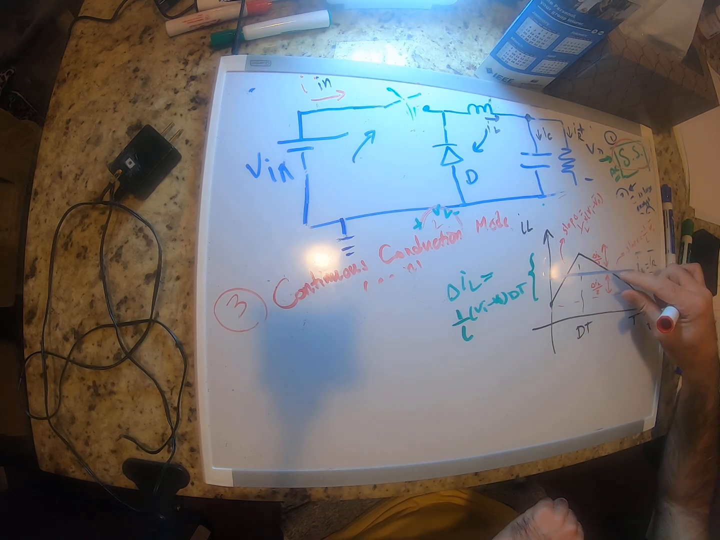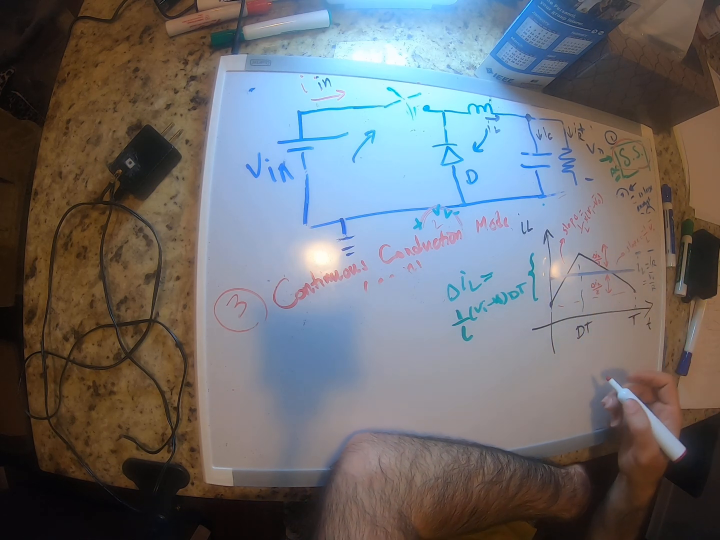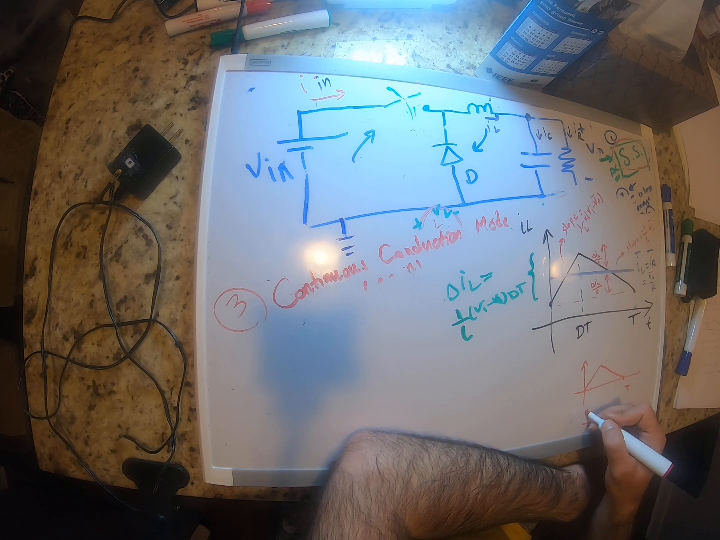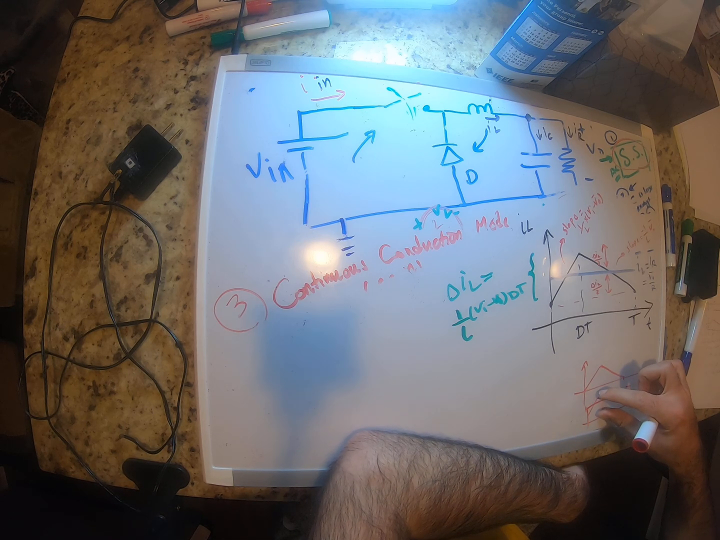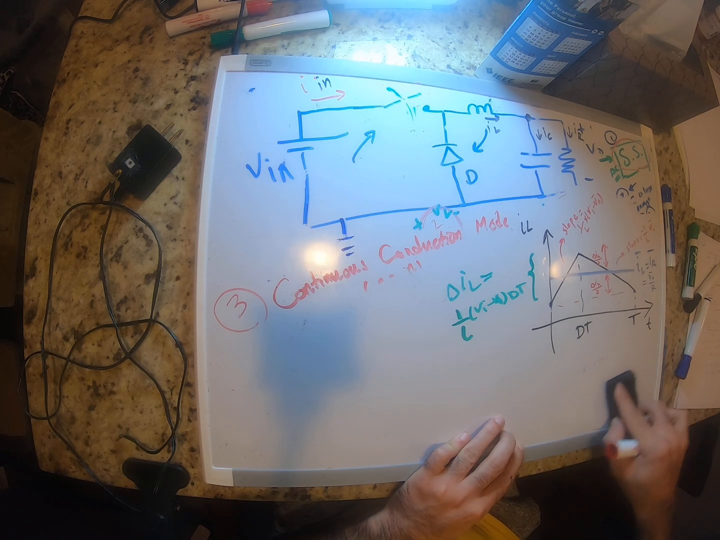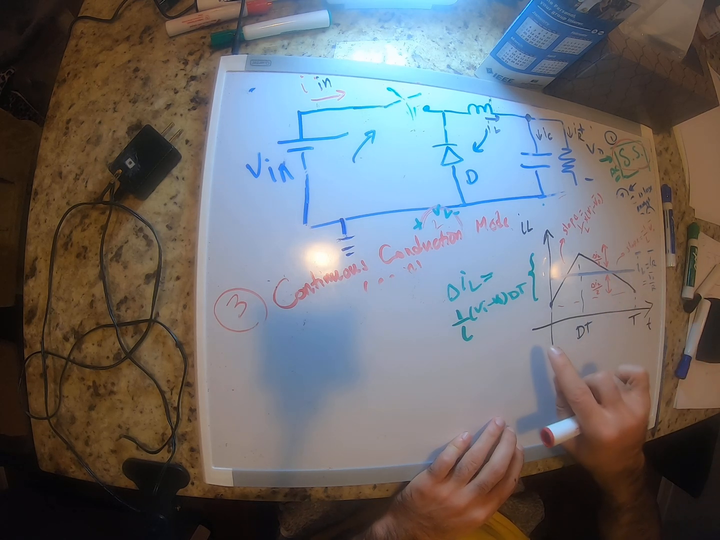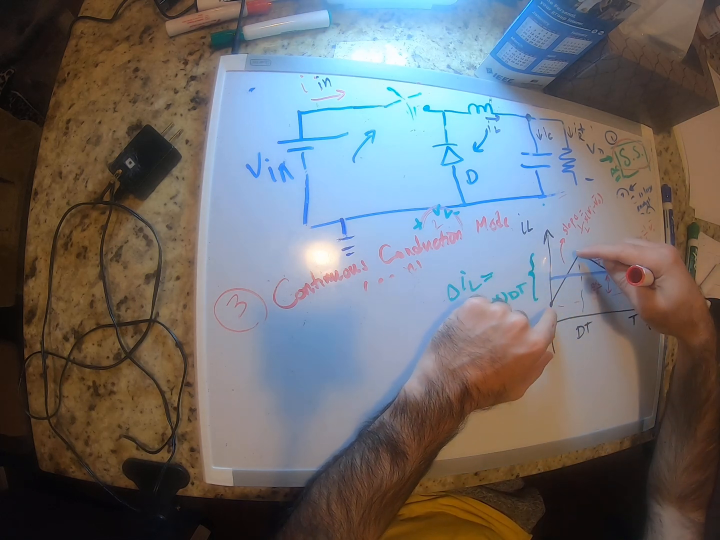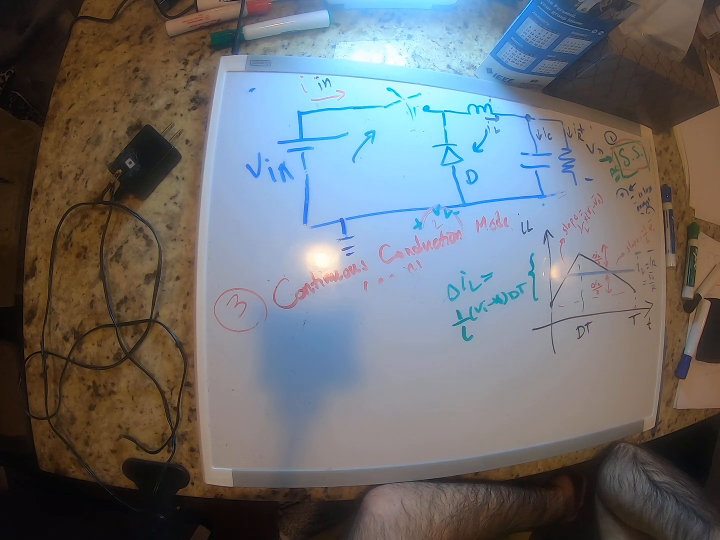If you don't know why this is the case, if you remember, we did the average of this shape and then we did the average of this shape before the midterm. The average of this shape is always going to be in the middle of this height. So this is why the average is going to be exactly at the half point of delta IL, the current ripple.